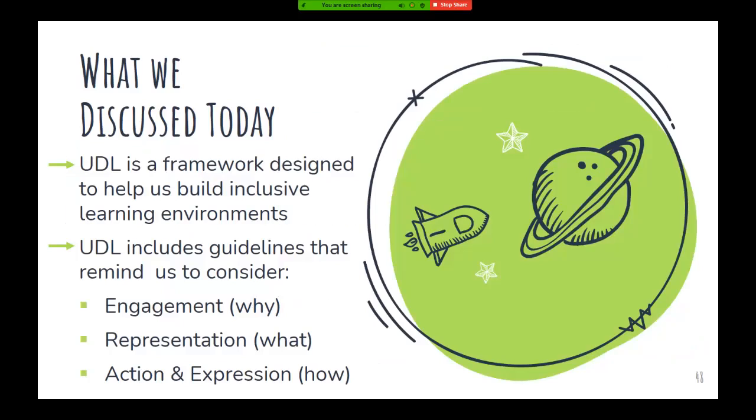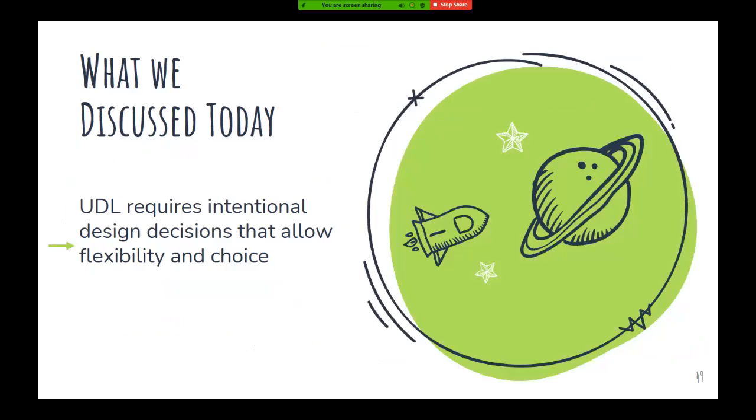So today, what did we talk about? We went through the basics of the Universal Design for Learning framework, and it's a framework that helps us design inclusive learning environments. These guidelines help us to think about why, about what, help us think about how, and it does require intentional decisions, like, why is that arrow there? When we design our courses, and it allows for flexibility and choice to meet the needs of our learners.